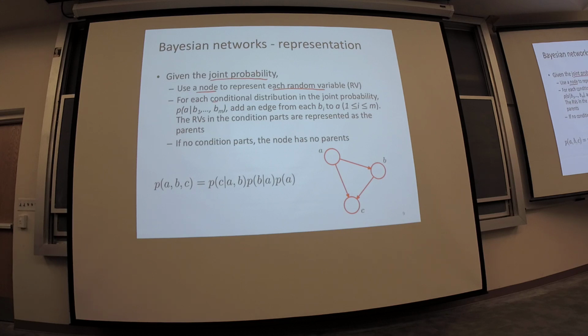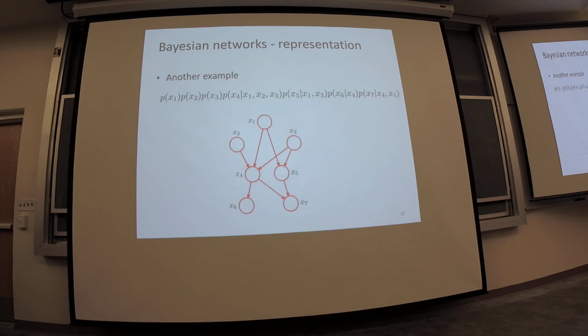And then for each conditional distribution in the joint probability, which can in general be written as P of A given B1 to Bn, we add an edge from each Bi in its conditional part to A. So the random variables in the conditional part are represented as the parents of A. If there is no conditional part, like a marginal probability, then the node has no parents. That means there are no incoming edges to that node. That's the rule.